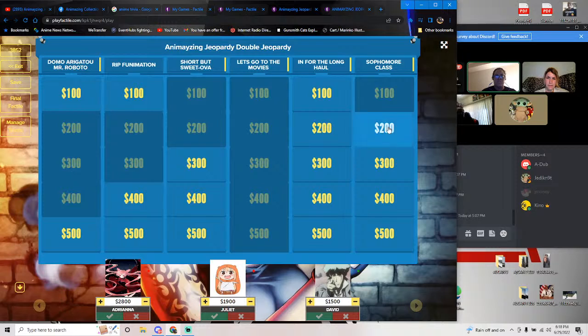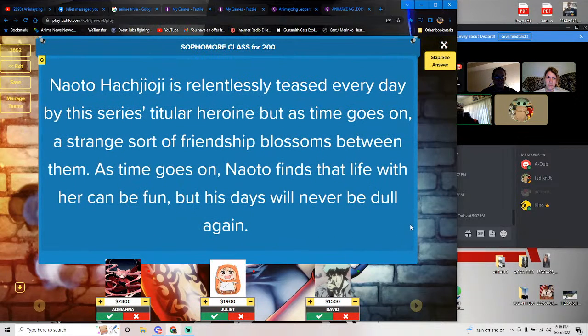Sophomore class for 200. Naoto Hachioji is relentlessly teased every day by the series' titular heroine, but as time goes on, a sort of strange friendship blossoms between them. As time goes on, Naoto finds that life with her can be fun, but his days will never be dull again. Probably get it wrong.